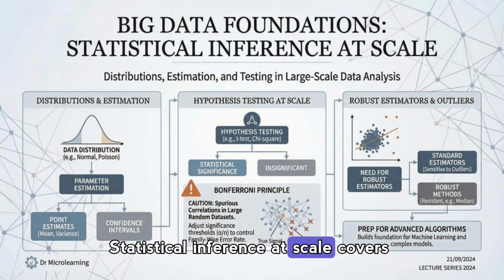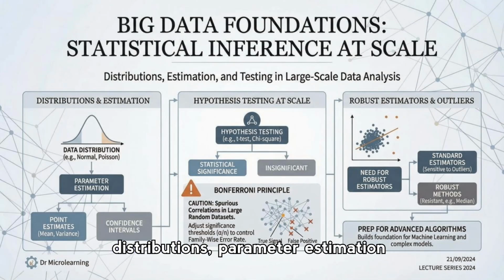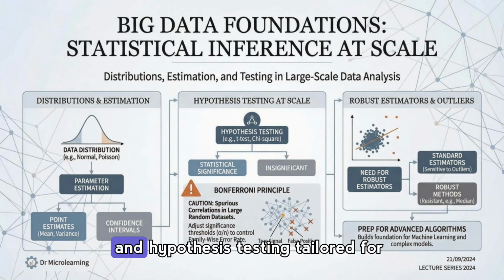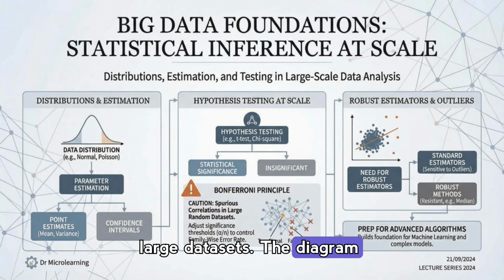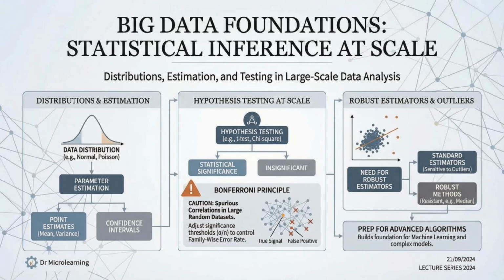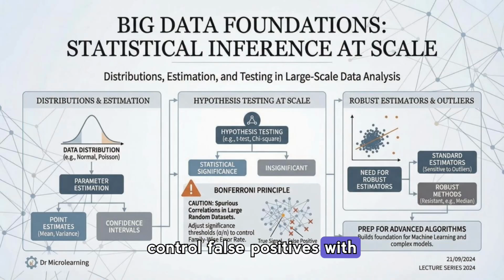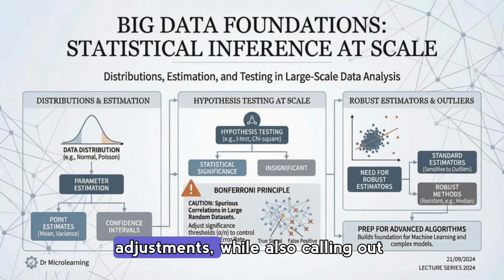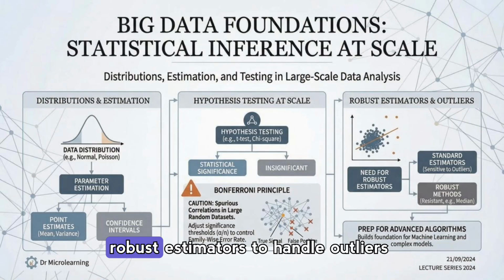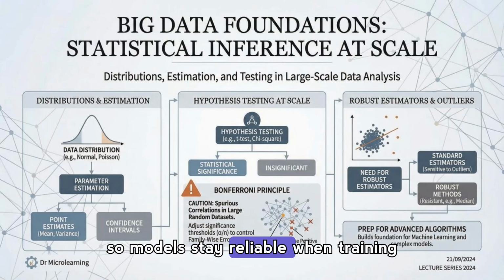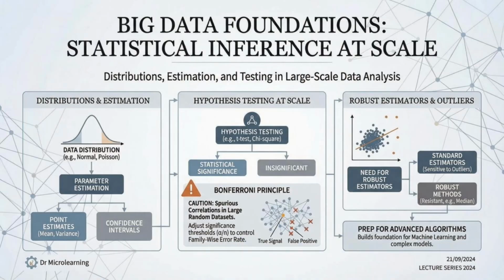Statistical inference at scale covers distributions, parameter estimation, and hypothesis testing, tailored for large datasets. The diagram emphasizes point estimates, confidence intervals, and the need to control false positives with techniques like Bonferroni adjustments, while also calling out robust estimators to handle outliers, so models stay reliable when training complex algorithms.